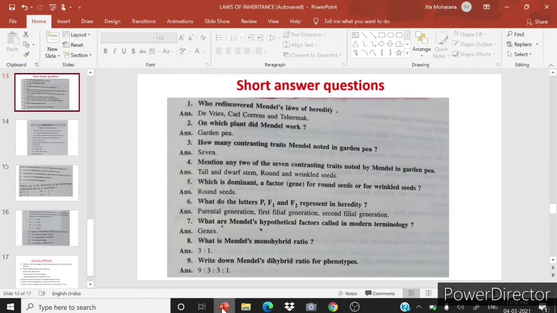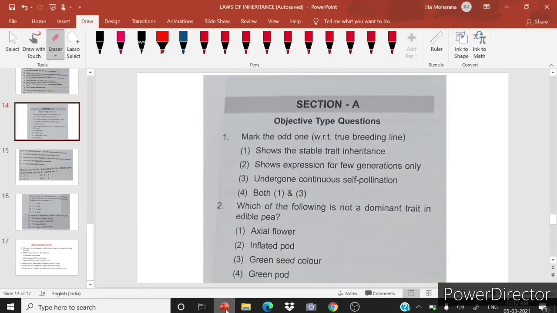So here are some short answer questions for your examination. You can practice them. So here are some multiple choice questions. Question number 1: mark the odd one with respect to true breeding line. Shows stable trait inheritance, shows expression for few generations only, undergo continuous self pollination. So the correct option is shows expression for few generations only.